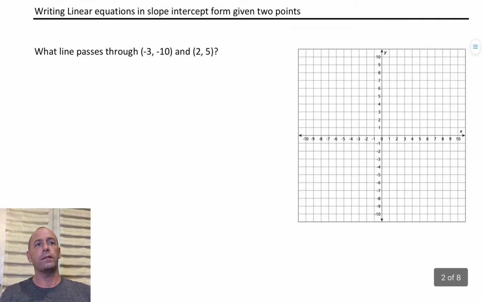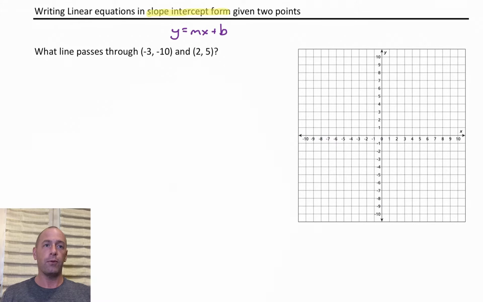Hey, it's Mr. Redstone, and in this video we are going to be writing linear equations in slope-intercept form when we're given 2 points. First, a bit of vocabulary. Slope-intercept form, that is y equals mx plus b, where m is your slope and b is your y-intercept, hence the term slope-intercept form. Now I'm going to do these two ways. I've got a grid on the right, and then I'll do it algebraically on the left.